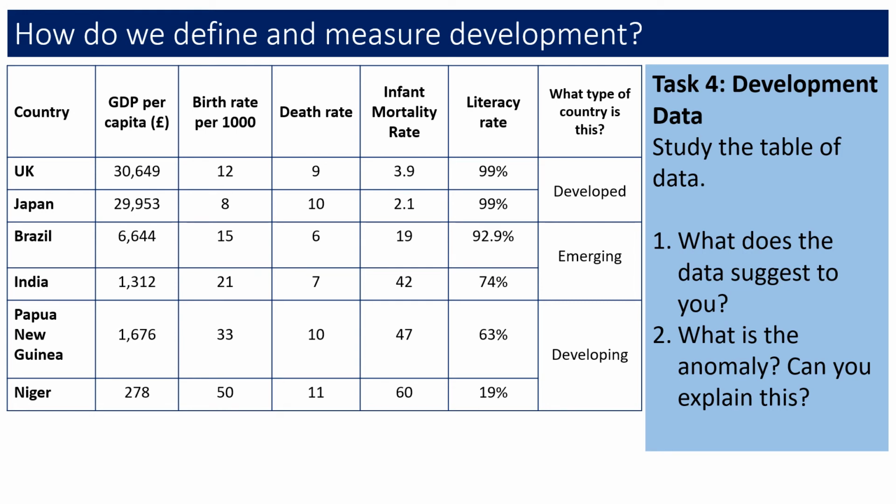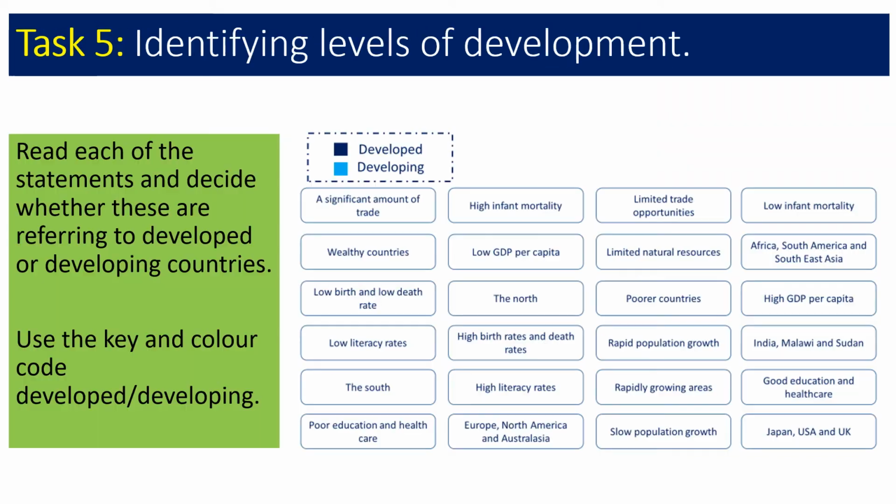So for example, the UK and Japan have quite high death rates, and that might be because we now have aging populations. So we have more elderly people in our population, which then increases the death rate. So have a think about those.